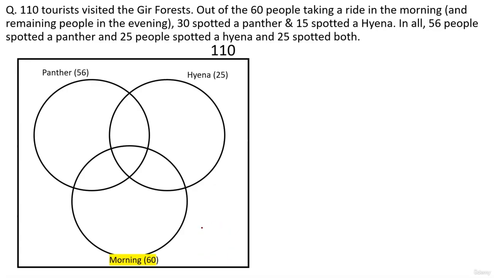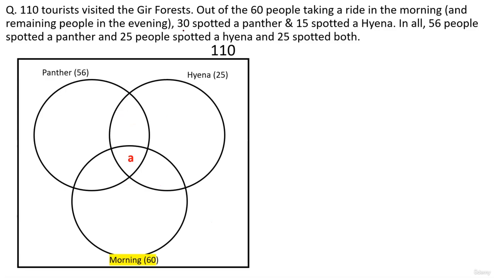Okay, so this understanding will make things really very easy in the long run. आपको 2 diagram बनाने की जरूरत नहीं पड़ेगा हर बार. You can just solve the question with the level 3 Venn diagram many times. Okay, so let's solve this question now further. Now let us assume that there are exactly a number of people who are spotting both in the morning. Now 30 people are spotting a panther इधर बोला है ना, in the morning.